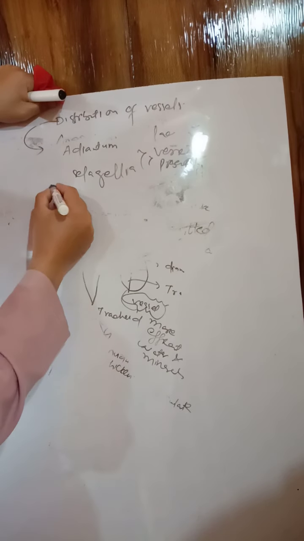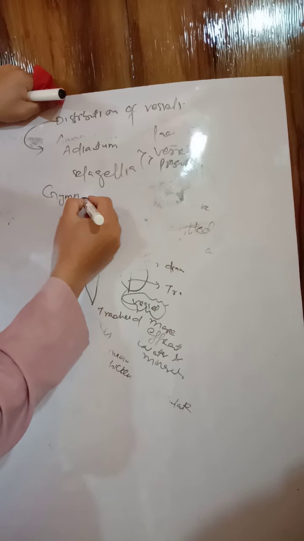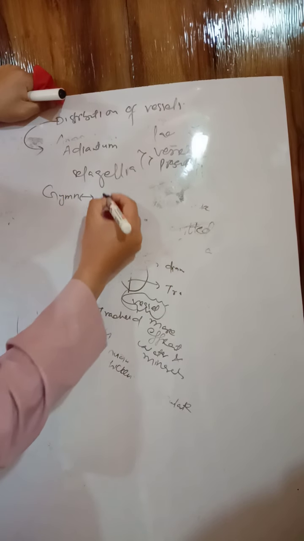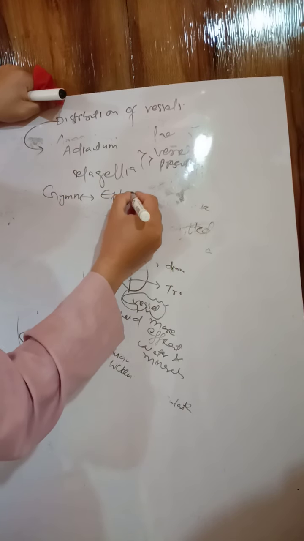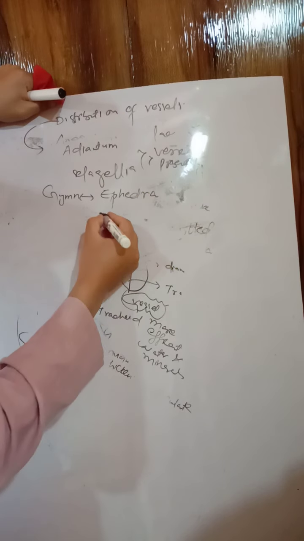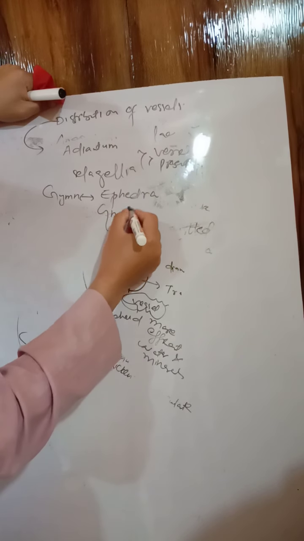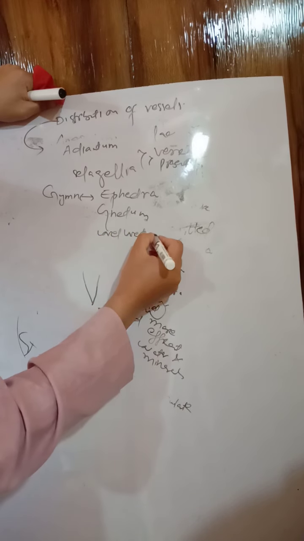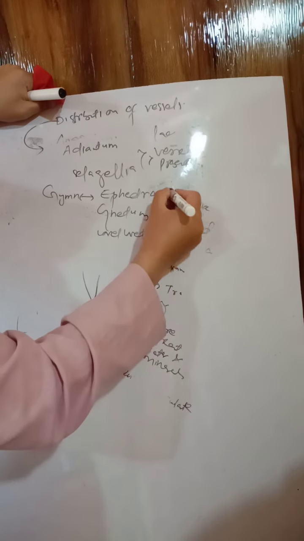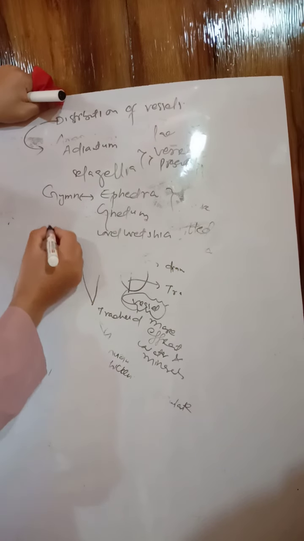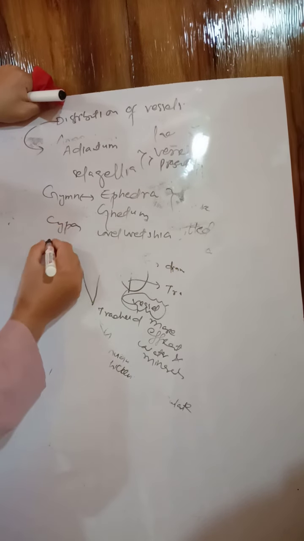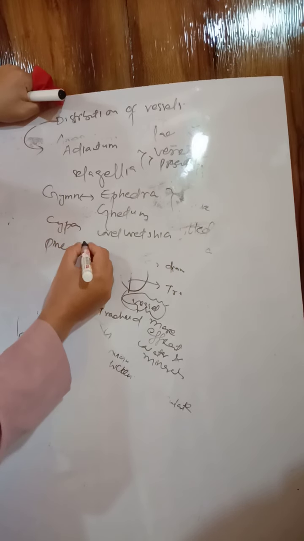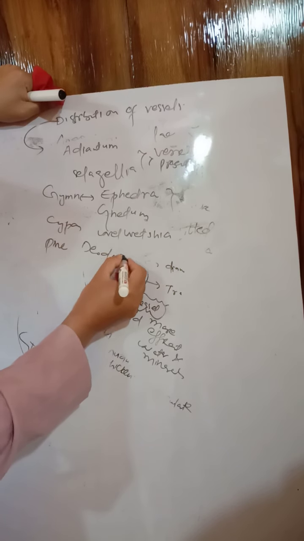Now, in gymnosperms, vessels are also absent except in three genera, namely Ephedra, Gnetum, and Welwitschia. In these three genera, vessels are present. In the rest of the genera like Cycas, Pinus, Thuja, etc., vessels are absent.